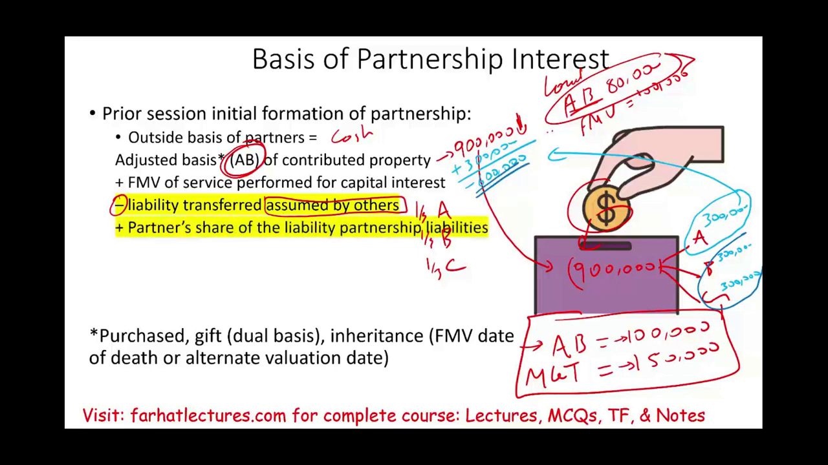Now let's assume another individual, another partner, contributed a liability of 300,000. Someone else contributed a liability. Let's assume B contributed a liability of 300. So this liability is inside the partnership now. And guess what? You are responsible for $100,000. Therefore, you would increase your share of the partnership liability, because this 300,000 is inside the partnership, and as a one-third partner you are responsible for 100,000.